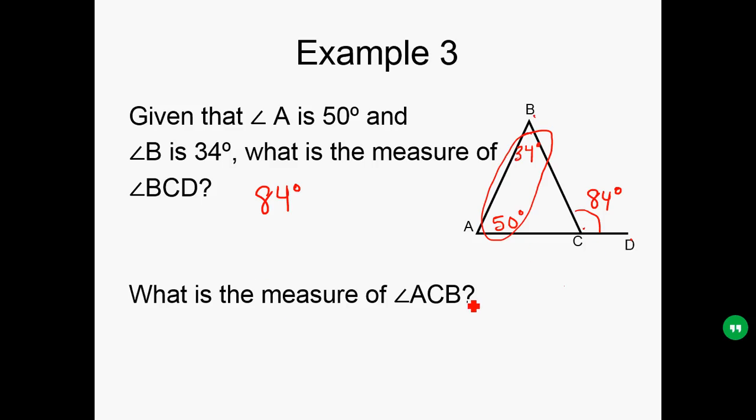What is the measure of angle ACB? We can figure out what this angle is equal to by either taking 180 degrees minus 84, or if you think of your triangle sum, 180 minus 50 minus 34. So we find out that this angle here, 180 minus 84, comes out to 96. So again, even though it doesn't look like it, that angle would have to equal 96 degrees.